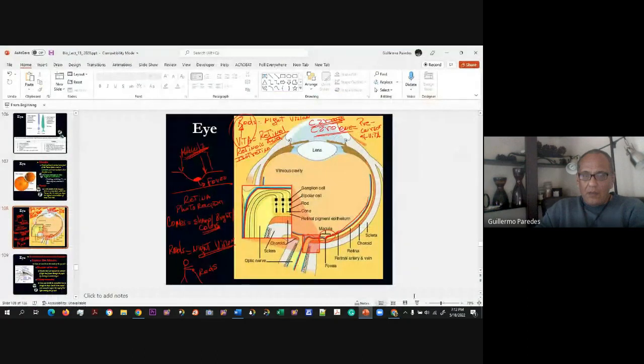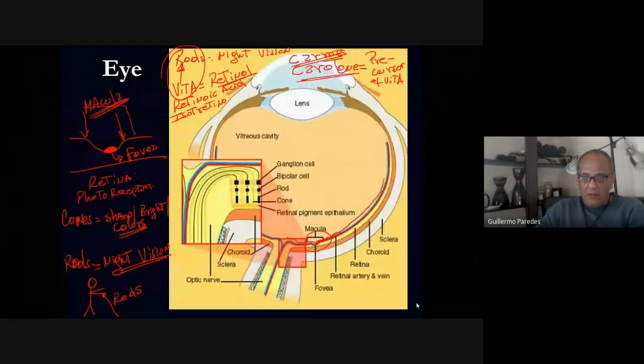So now, here we are going to continue. We didn't finish that part. Here we already know about the rods and the cones. And actually here I'm going to redraw the macula. So this is the macula. From here to here, all this is the macula. On the bottom, all this is macula. I'm going to put macula here.